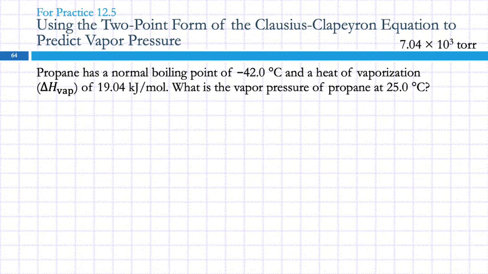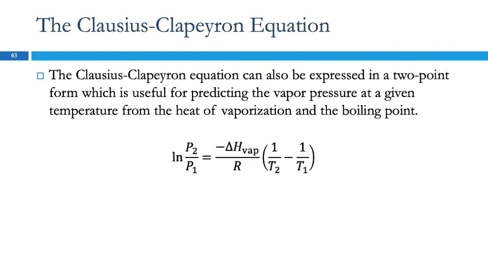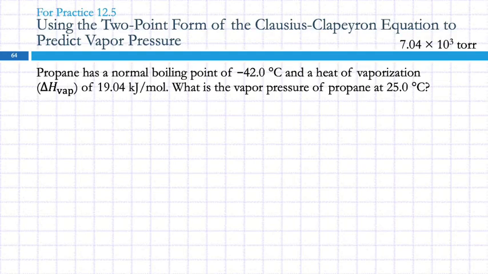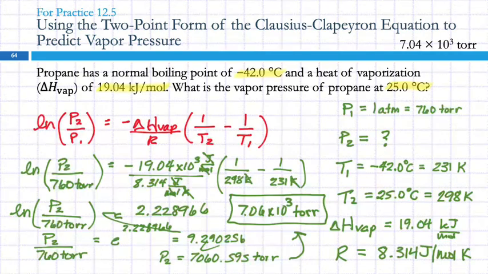Propane has a normal boiling point of 42 degrees Celsius and heat of vaporization of 19.04 kilojoules per mole. What is the vapor pressure of propane at 25 degrees Celsius? So this is the equation that we're going to need. So let's just write that down before we forget. Any questions?